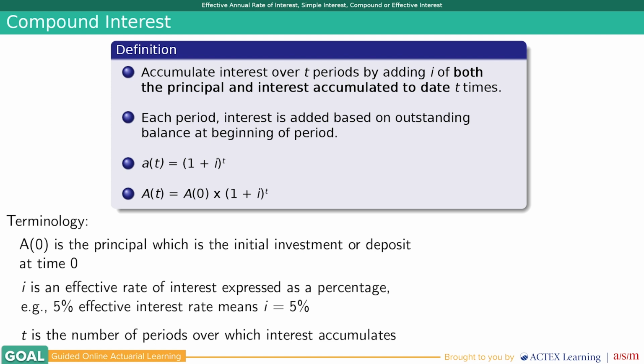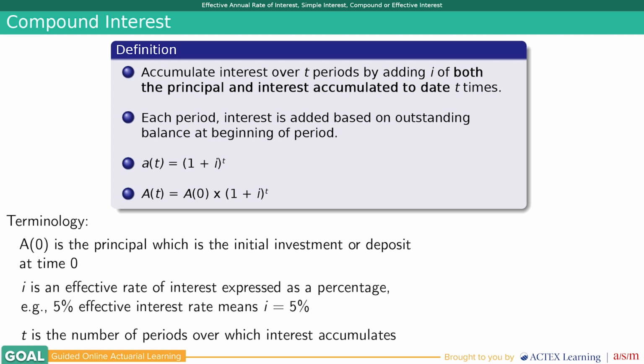When using compound interest, we accumulate interest over t periods by adding I, or the interest, of both the principal and interest accumulated to date t times. So that in each period, interest is added based on the outstanding balance at the beginning of that period. This creates an accumulation factor with an exponent of t, or 1 plus I to the tth power, since every time we're multiplying the outstanding balance by 1 plus I. And the accumulated amount is the initial principal times the accumulation factor of 1 plus I to the t.